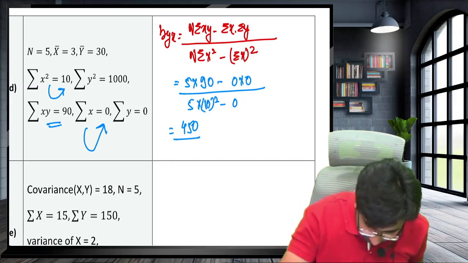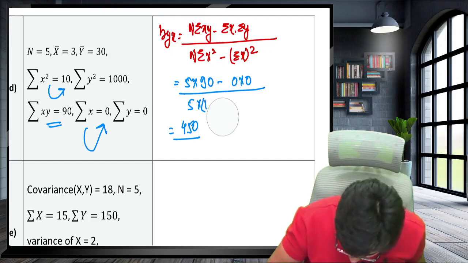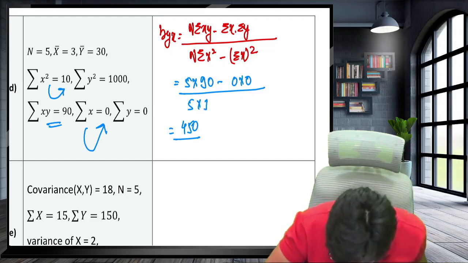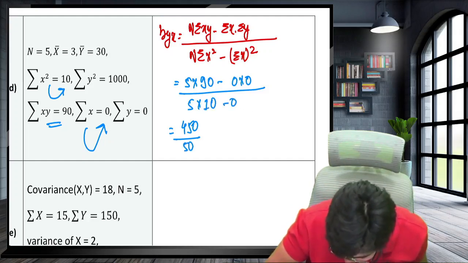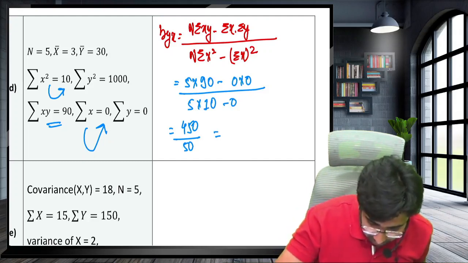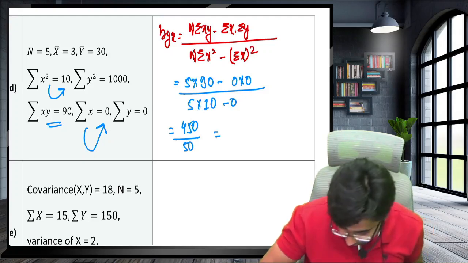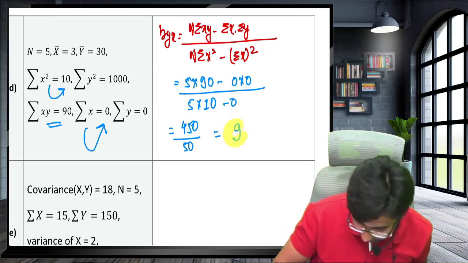Sorry. Wait, I did something wrong. It will be just 10. It will be just 10 minus 0. So it will be 50. 450 divided by 50. Guys, this will again be 9.